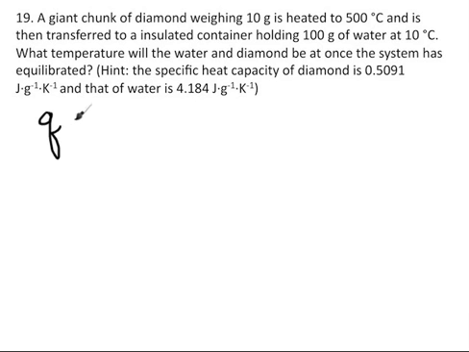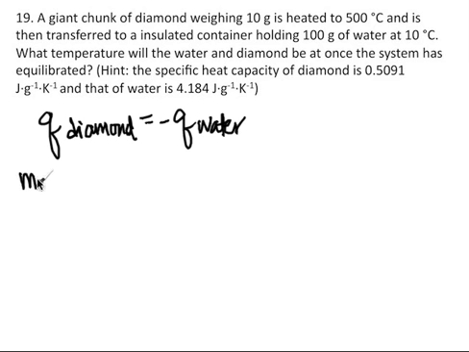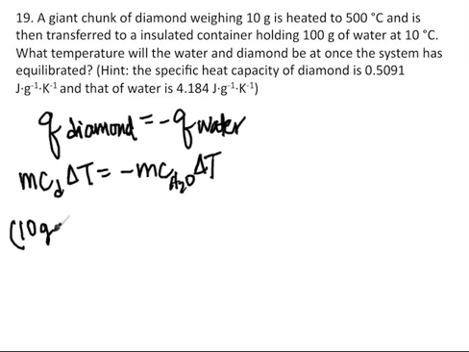So we have Q diamond equals minus Q water. What is released by the diamond is absorbed by the water. So we have mc diamond delta T equals minus mc water H2O delta T. Okay, so the mass of the diamond is 10 grams. The specific heat is 0.5 joules per gram Kelvin.